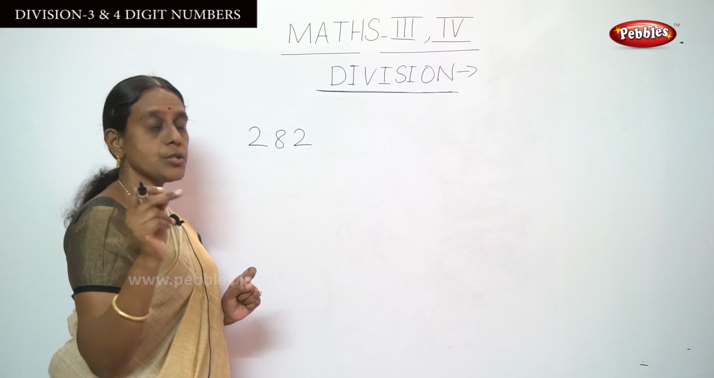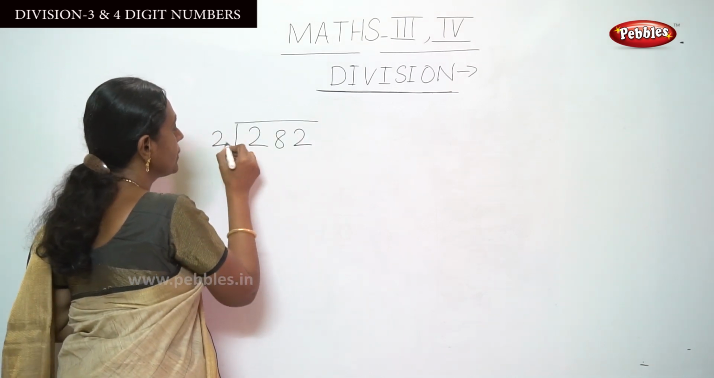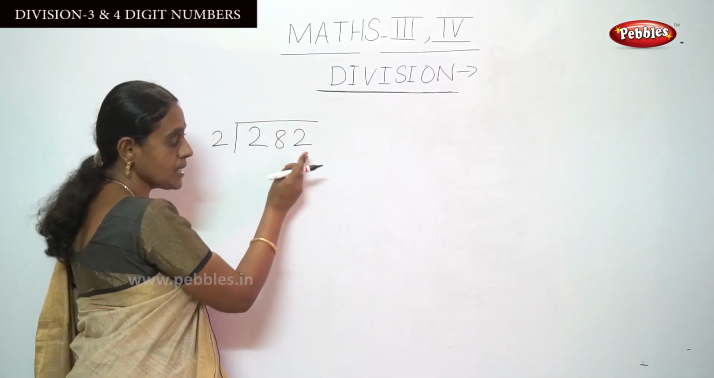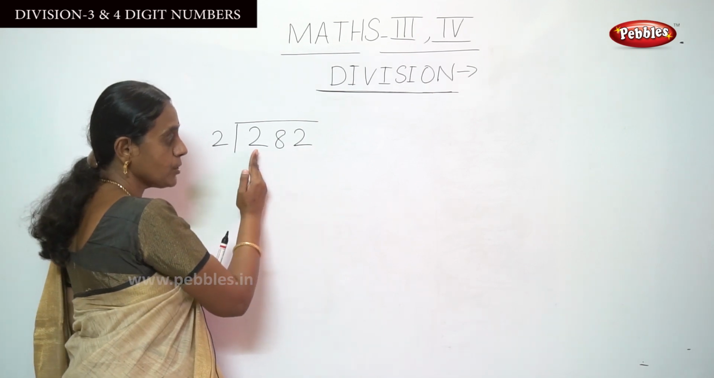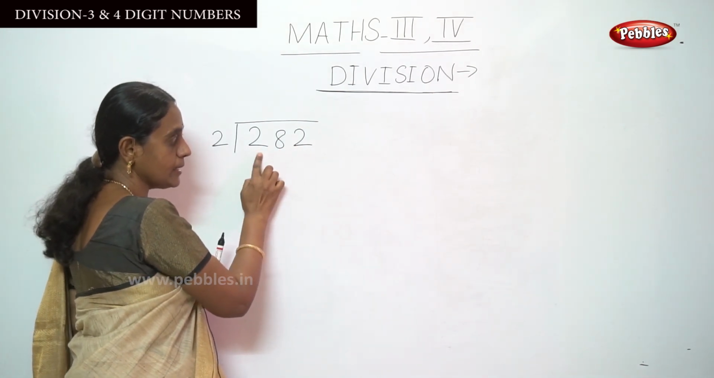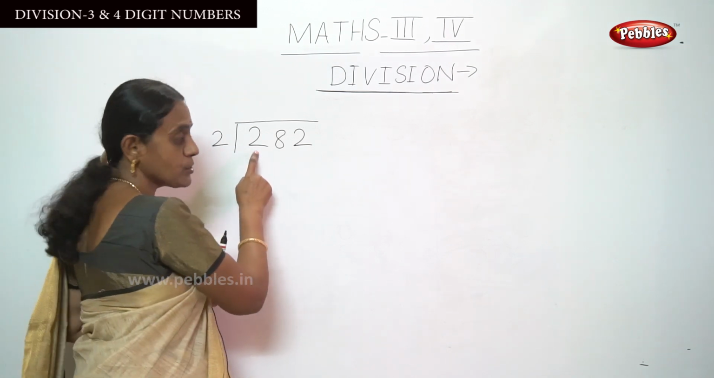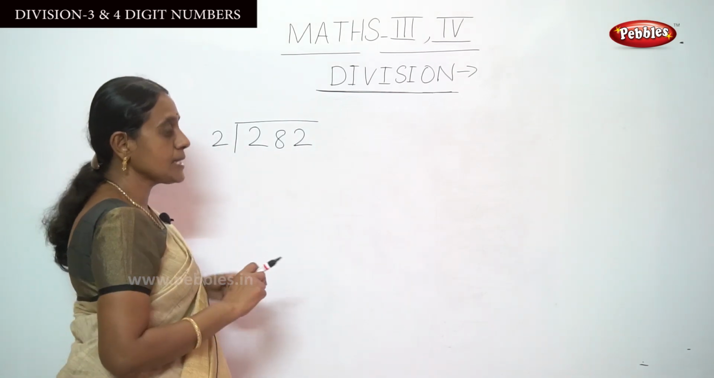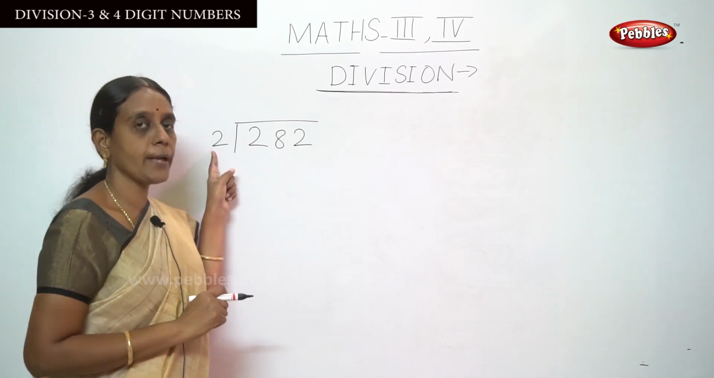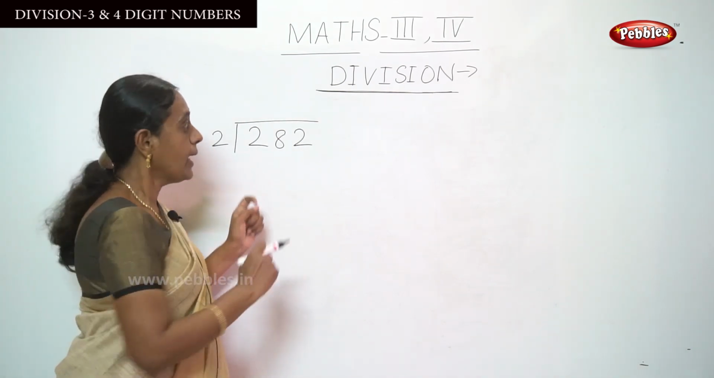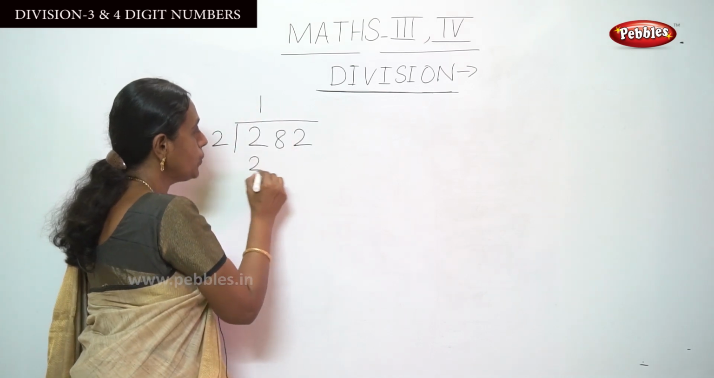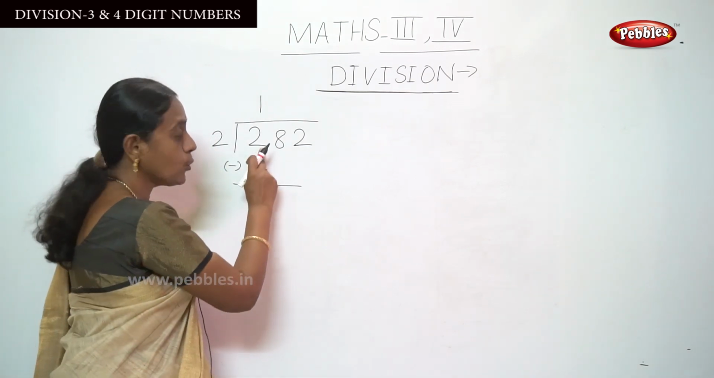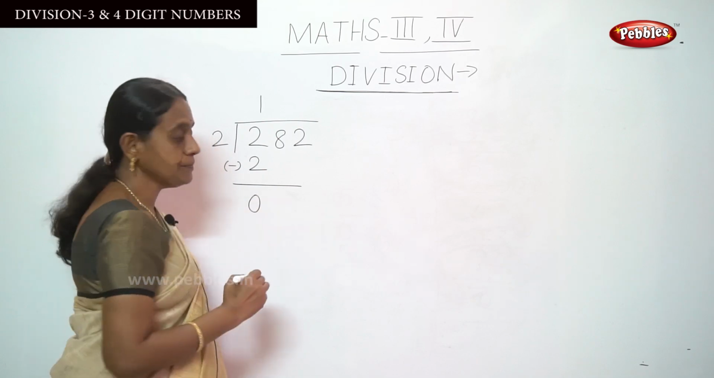The number is 282. You should divide the number by 2. Let me take the first digit. From the right to the left, you have to consider the ones, tens, hundreds. So remember, you take this 2 as the divisor and this is the dividend. By saying the 2 table, 1 2 is 2, and here you subtract the number, 2 minus 2, that is 0.